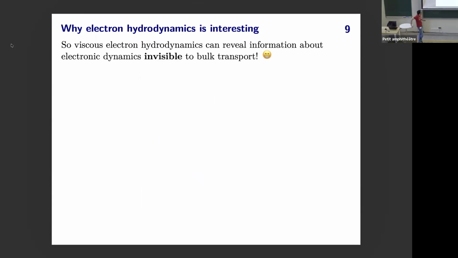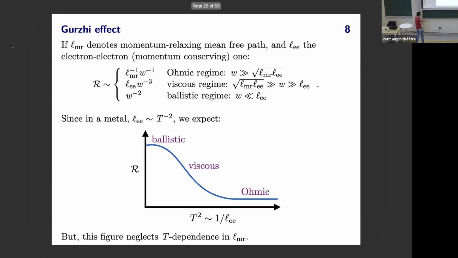Okay. All right. And the key thing about the Gurzhi effect that I'd like to highlight is that it's really telling you, if you can measure this plot and you can extract LEE from this viscous scaling, then you're really learning about physics that's invisible in bulk transport. You cannot just measure the wave number independent bulk conductivity and have access to this momentum conserving scattering length, at least in any obvious way.